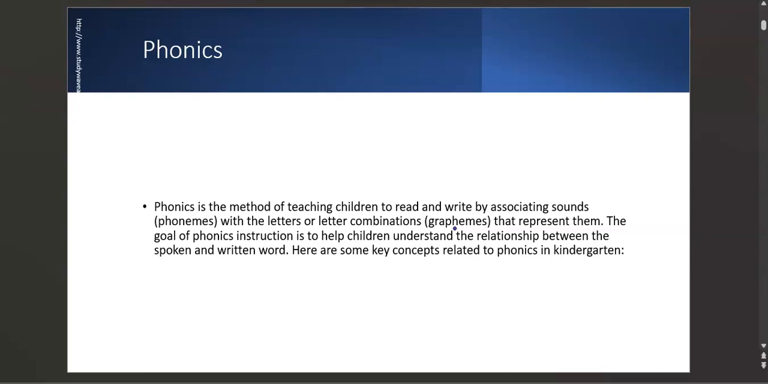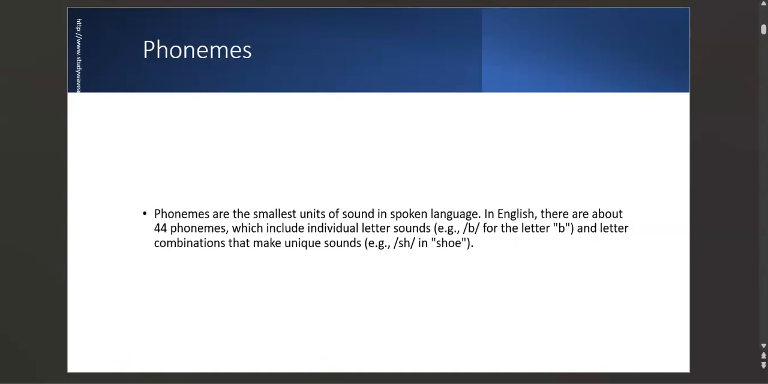Now we're talking about phonics in general, and right now I want us to major on the first point, where we're going to discuss the phonemes, okay? Phonemes are the sounds that I talked about, while graphemes are the letters that we talked about. Phonemes are the smallest unit of the spoken language. These are just like the sounds. So they include letter sounds and some sounds that are combinations of other letters.